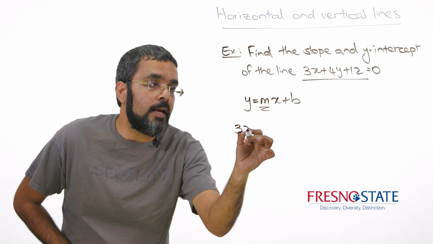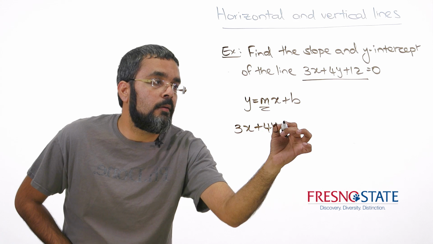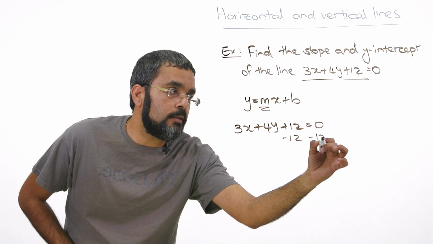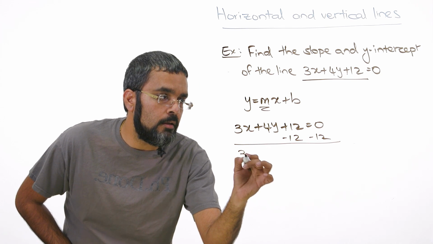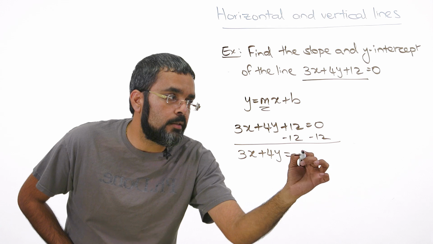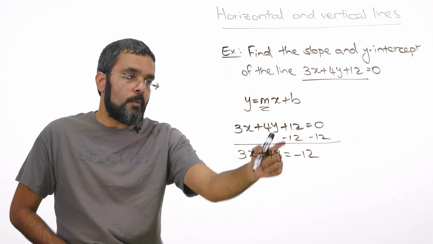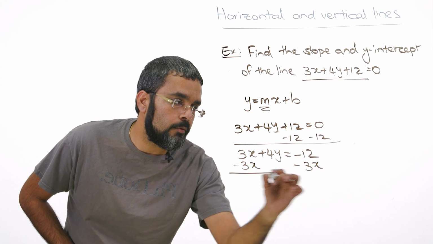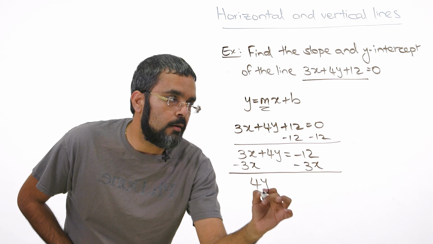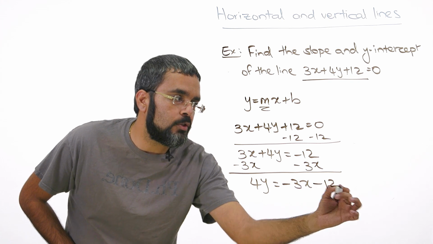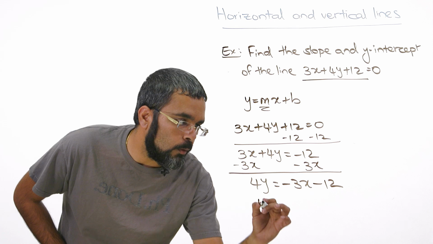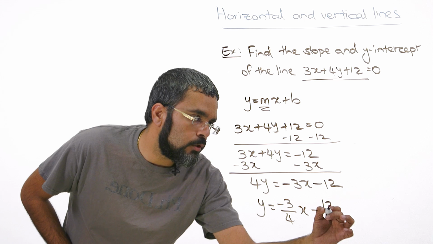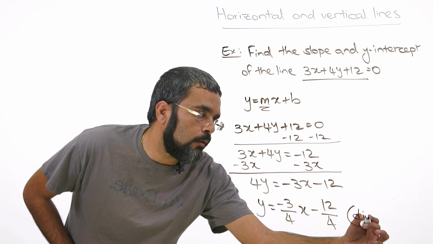So I have 3x plus 4y plus 12 equal to 0, right? I want to solve for y. So first I'm going to subtract the 12 on both sides. And that leaves me with 3x plus 4y equals negative 12. All right, so I want to isolate y. So I'm going to go ahead and subtract 3x on both sides. So that leaves me with 4y equals negative 3x minus 12. And finally divide by 4. So I get y equals negative 3 over 4 x minus 12 over 4.